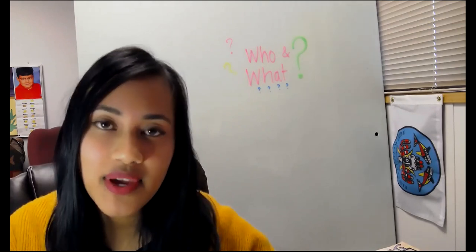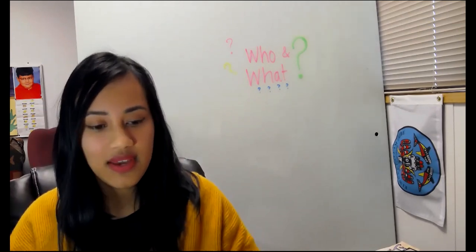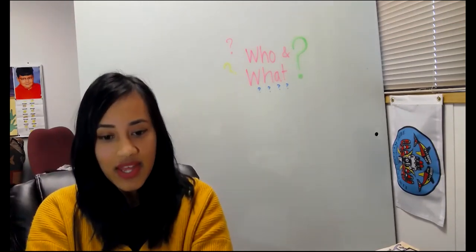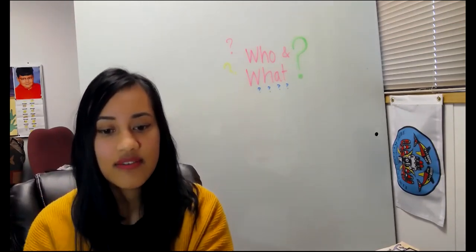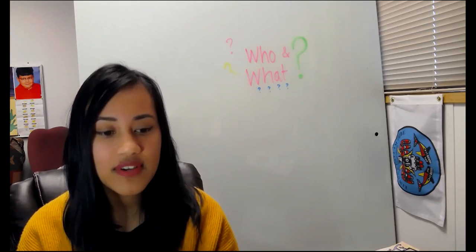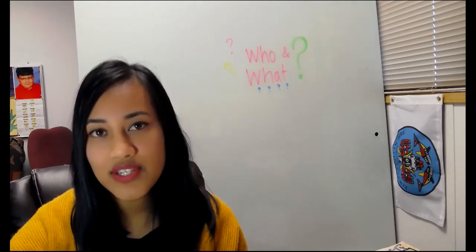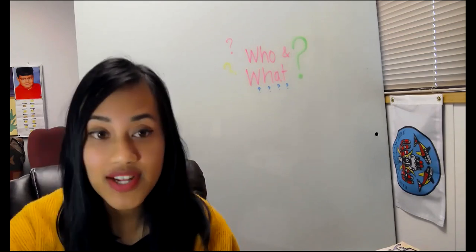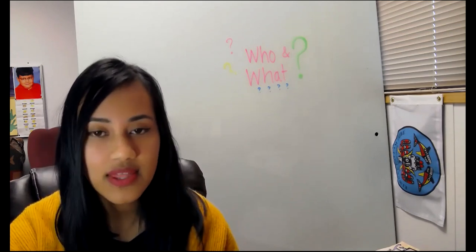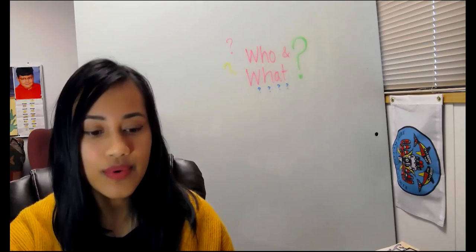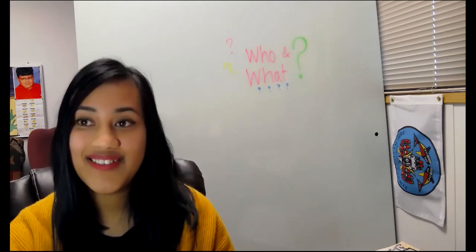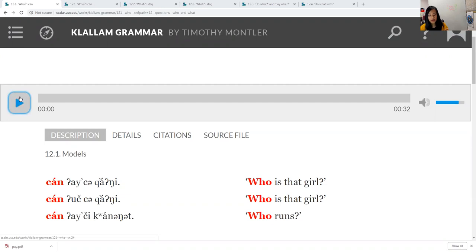There are questions that can be answered with a yes or a no. And then there are plenty more that are other kinds of questions that are specific, like who, what, where to, where from, how much. So in this video, we're going to go over who and what. This is our model. If you've got your Klallam language grammar book, on page 71.